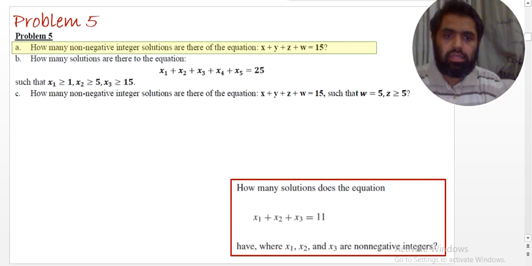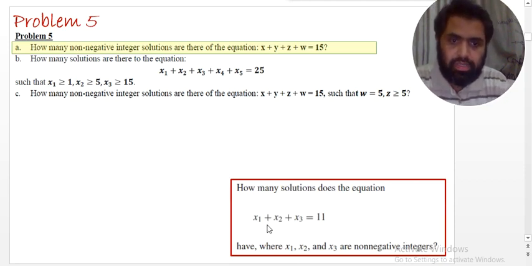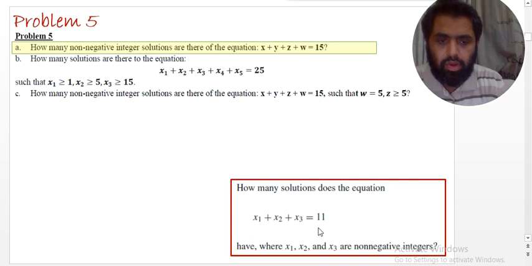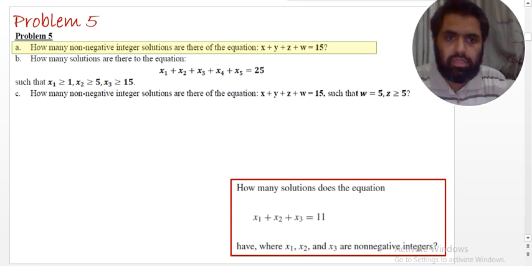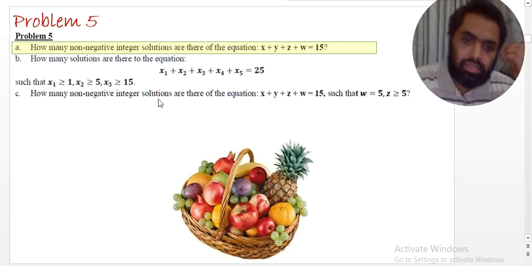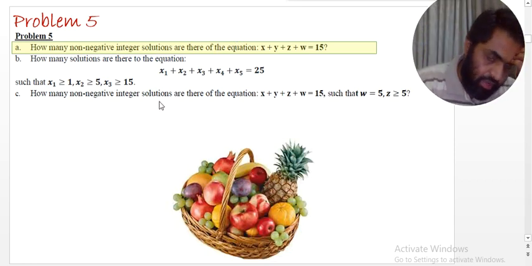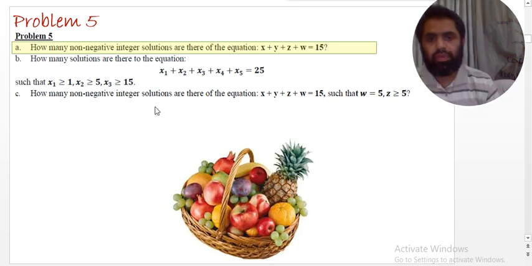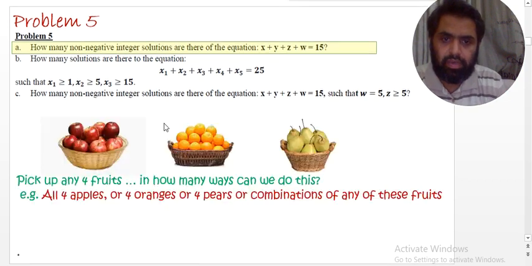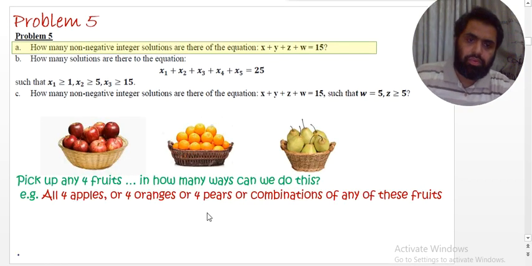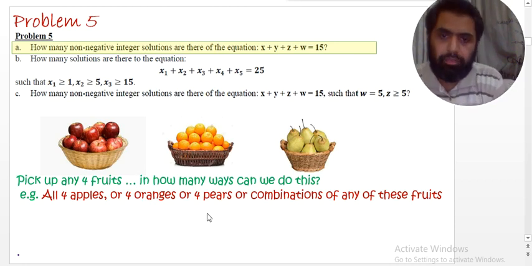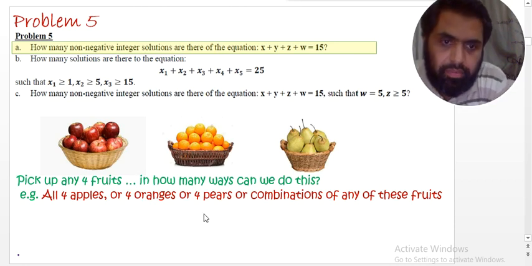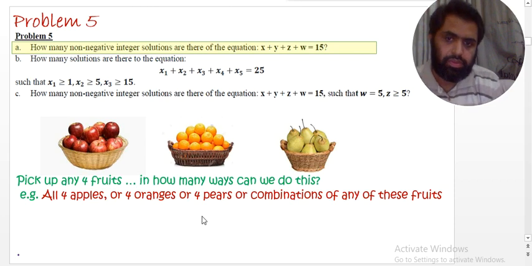In class we have discussed something like x1 plus x2 plus x3 is equal to 11, and how many non-negative integer solutions are possible. We also discussed one example: we have 3 baskets of fruits, containing apples, oranges and pears, and we want to select 4 fruits. It's our choice which fruit we choose. So in how many ways can we choose 4 fruits?